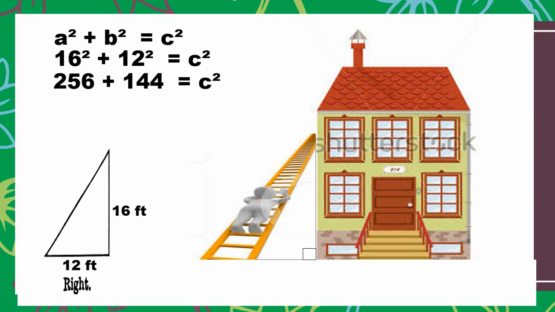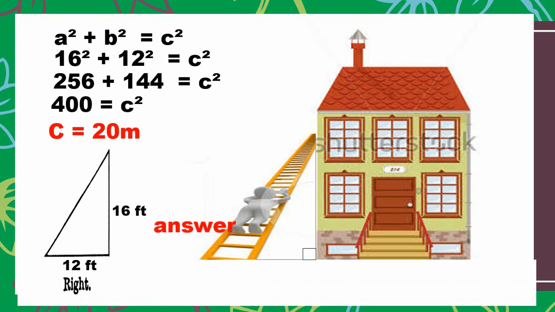So 16 square is 16 times 16, which is 256. And 12 square is 12 times 12, which is 144, and that is equal to c square. So 256 plus 144 is equal to 400, which equals c square. Now we need to find the square root of 400, which is 20. So the length of the ladder should be 20 feet. So that's the answer.